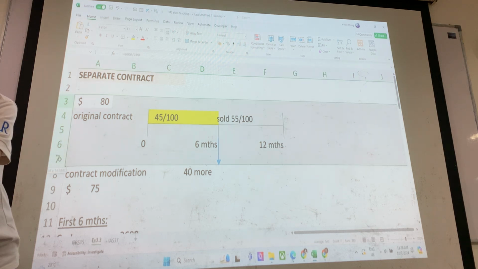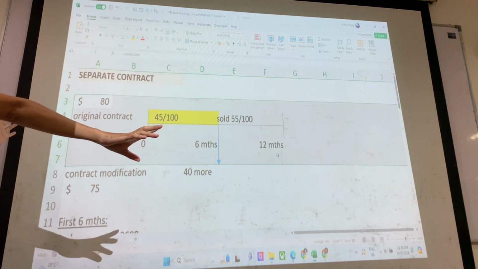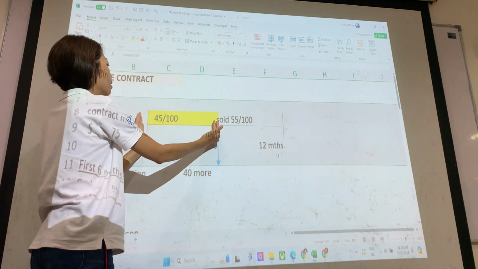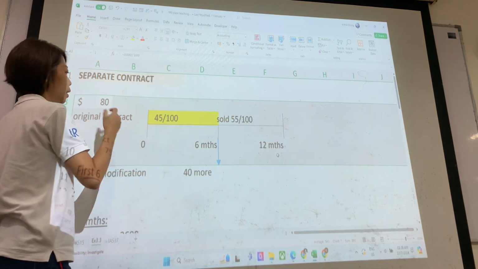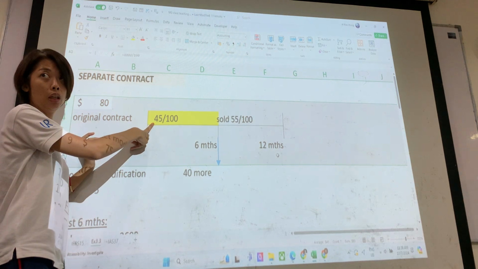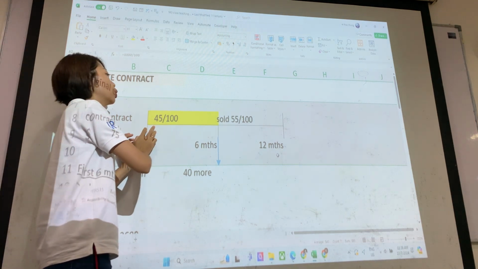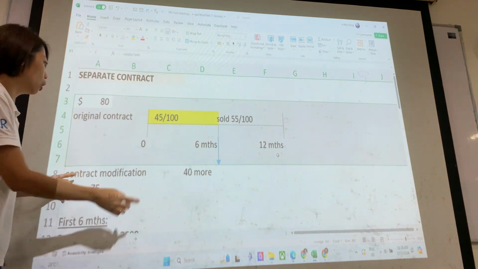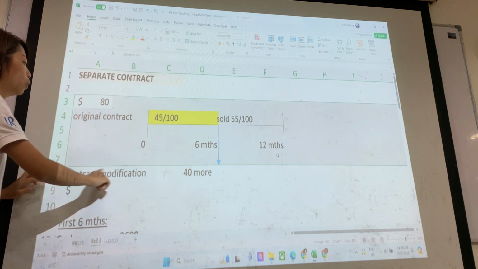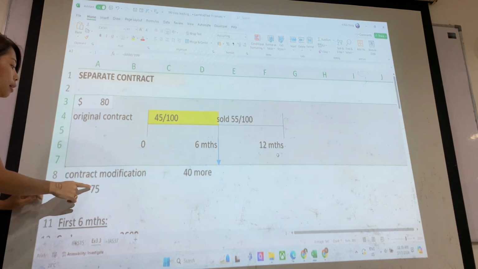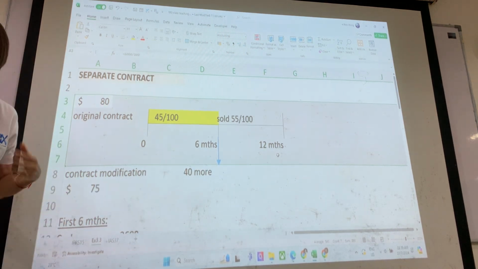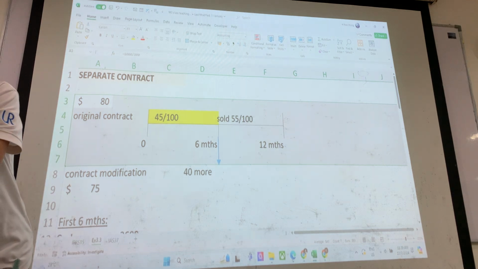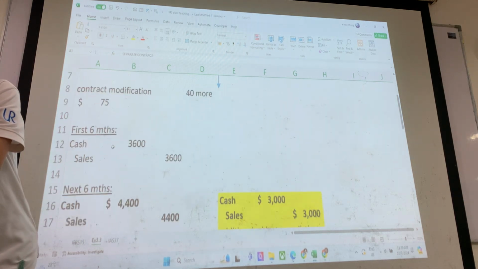Now, if I draw this, you see this timeline. Throughout the first 6 months, out of 100 units in the contract that we have to deliver, we deliver 45 already. So 45 is sold already. So we still have 55 unsold, and we will do it in the next 12 months. So at this point, we modify our contract: 40 more, and it is 75 per unit for those 40 additional units. So if it is considered as a separate contract, what we will do in the next 6 months is like this.